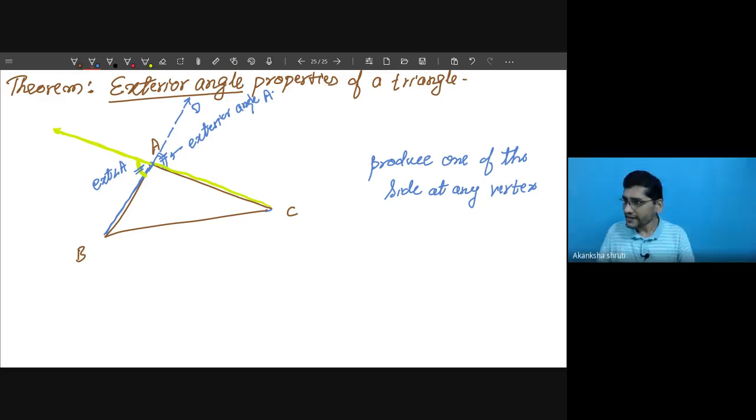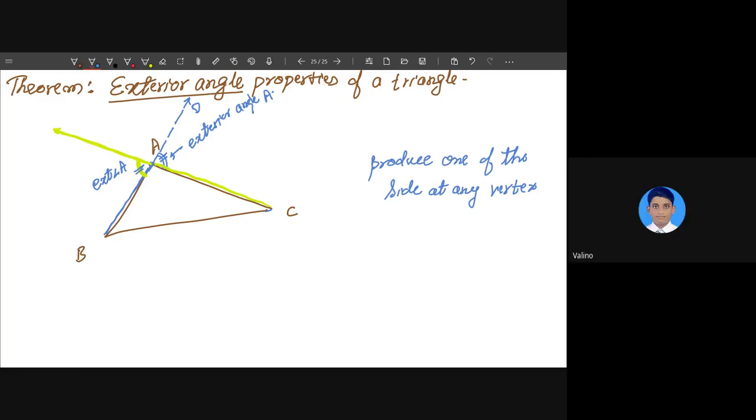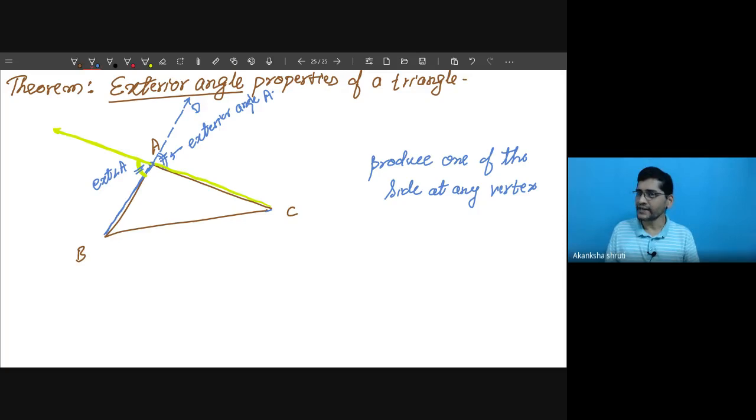Same, sir. Why same? Vertically opposite angles. Very good. That is the point that you have to understand. Since it is vertically opposite angle, whether I take this angle, let me call the yellow line extended at E, so whether I produce A to E or A to D, I will get the same exterior angle. Are you getting?